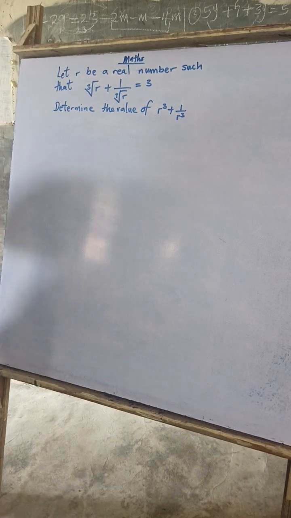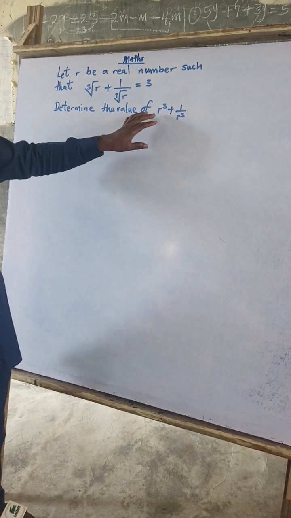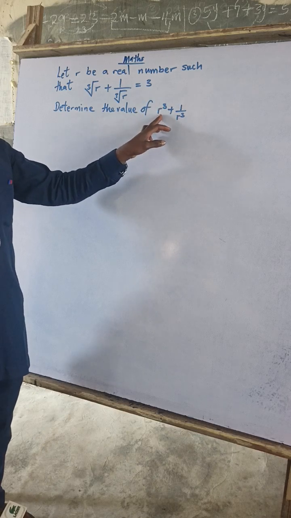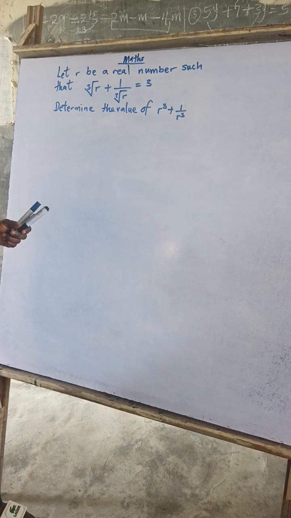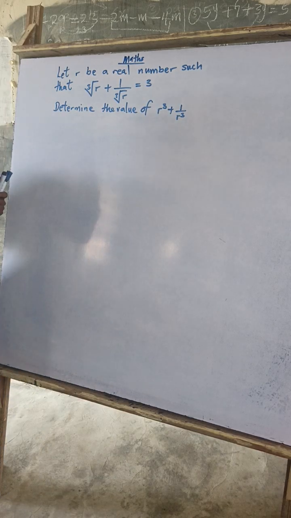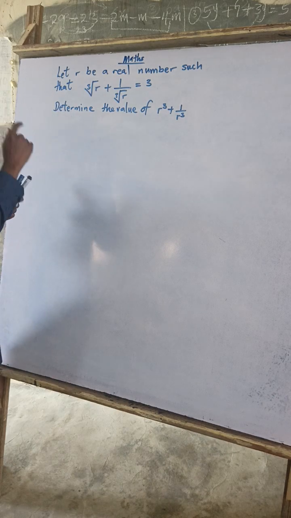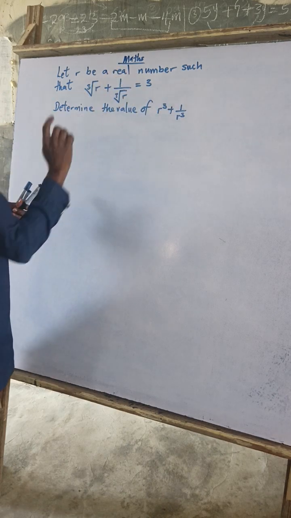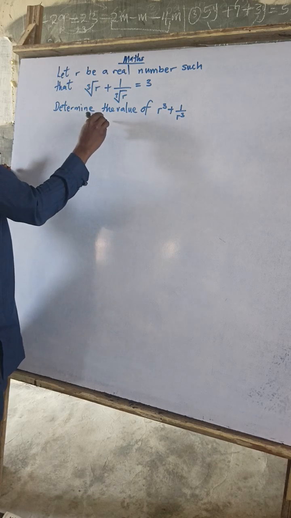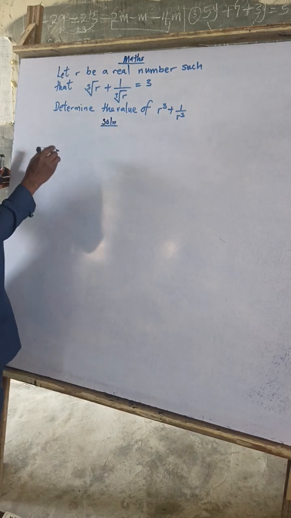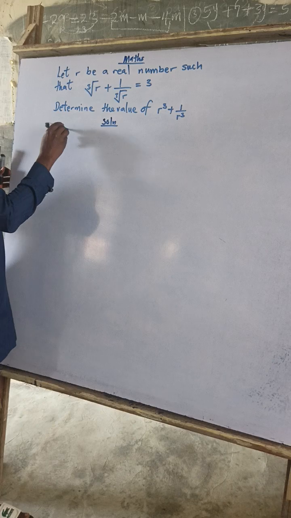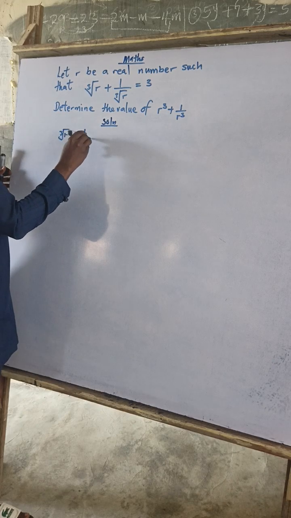Now, with this type of question, there's no need to solve for R before we determine R cube plus 1 over R cube. We are going to use an identity that we proved in the previous video. If you have been following my videos, then there's an identity we are going to use in solving this without solving for R. We are given cube root of R plus 1 over cube root of R to be 3.